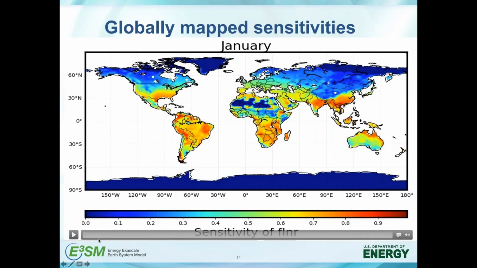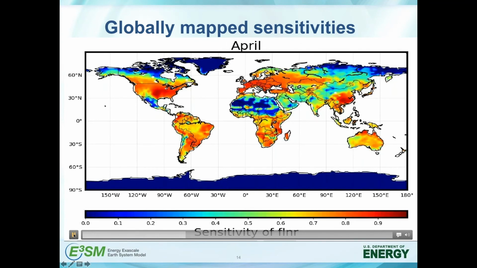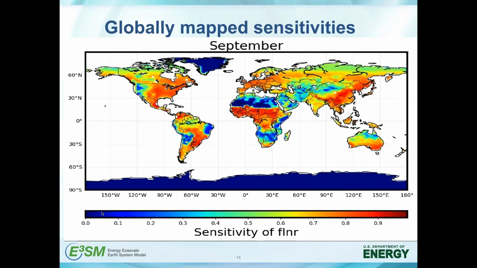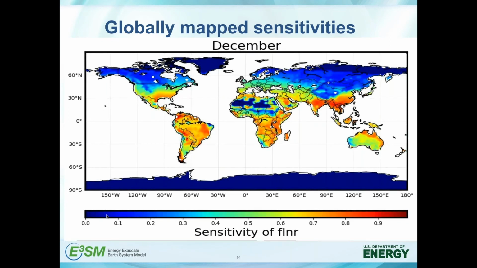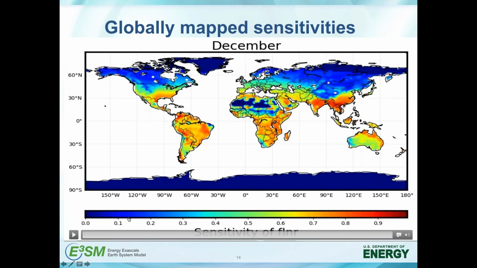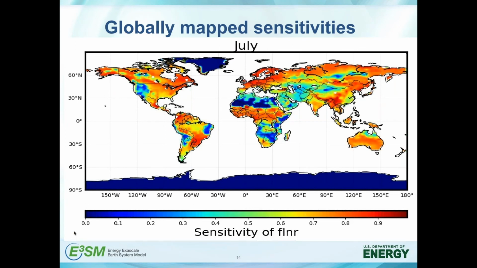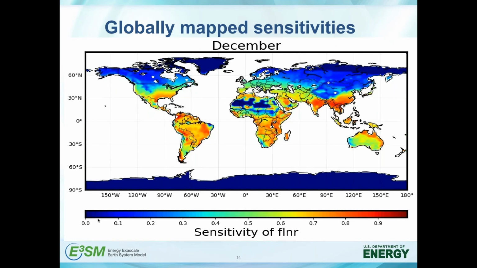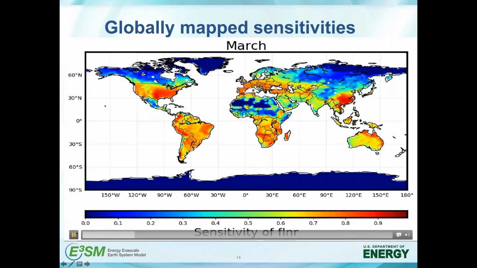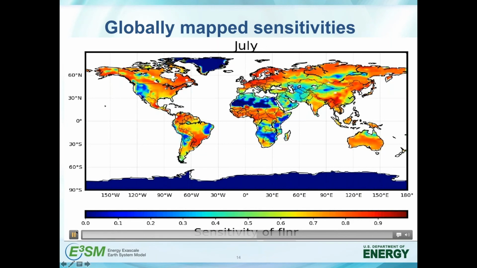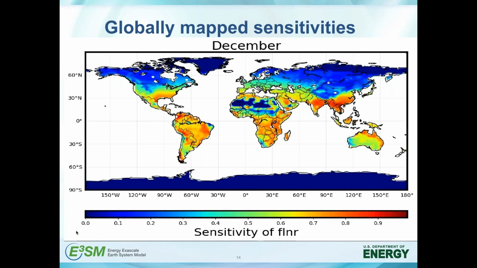And so this is the sensitivity of FLNR, or the fraction of leaf nitrogen in Rubisco. And this is month by month. So I'll play this video and it'll go from January to December. So you can see how over time, the spatial distribution of these parameter sensitivities are changing. And so for FLNR, it's quite important in most places, most of the time, though you can see in the winter months in the Northern Hemisphere where not much is going on, that parameter becomes less sensitive, and things like day length and temperature sensitivity are becoming more important.